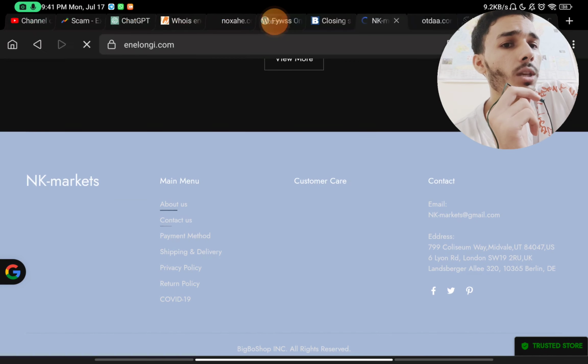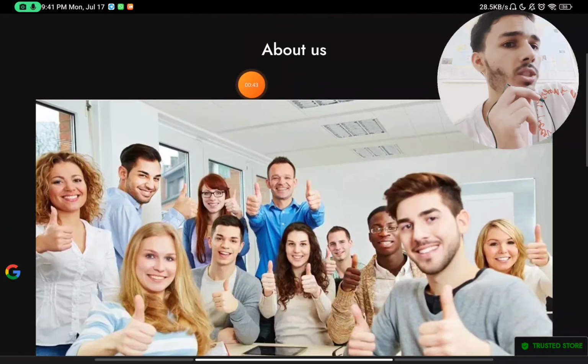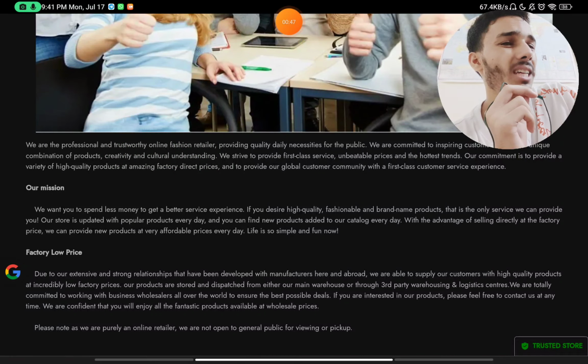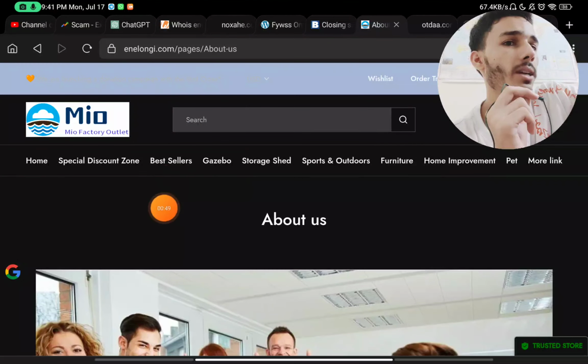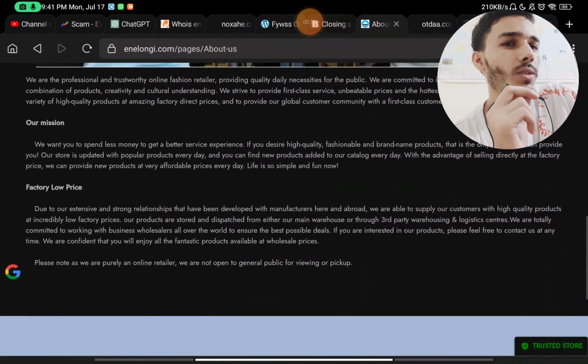And if you go in the about us section, here you will see the stock image they have used. That is a very cheap thing to do. And they are saying they are an online fashion retailer, but they are actually selling storage sets and furniture. I don't know why they have written this, but this is a huge red flag about them.